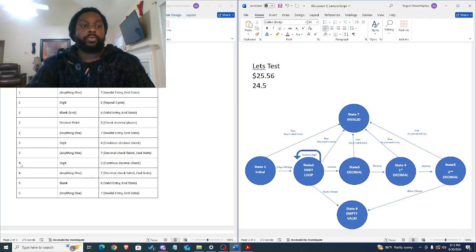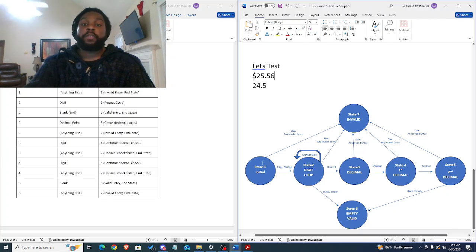And this is where things go wrong. The only valid entry would be another digit. Unfortunately, there's nothing else. And so it reaches the anything else category and enters a failed state. So we moved all the way from state 1 to state 4, but because we did not have the second required digit after the decimal point, our entry is considered invalid.